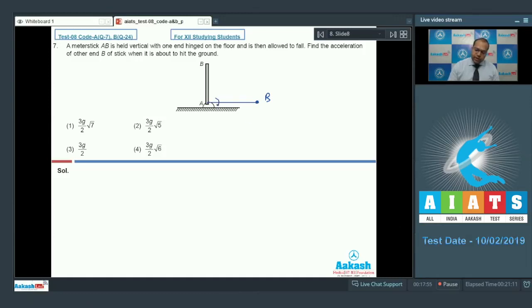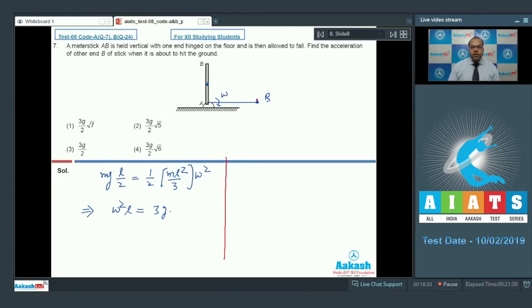At this moment, let the angular velocity be omega. From the principle of conservation of mechanical energy, I can say that mg into L by 2, that is the loss in potential energy, is equal to gain in kinetic energy, half I, that is mL square by 3, into omega square. So from here, if I solve, omega square L comes out to be 3g.